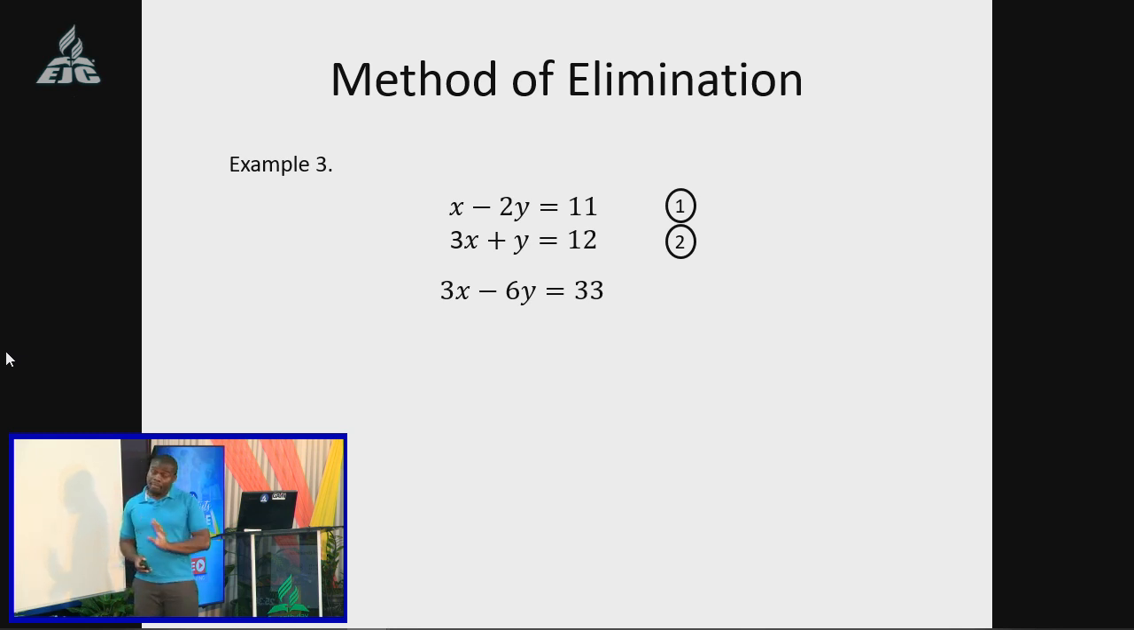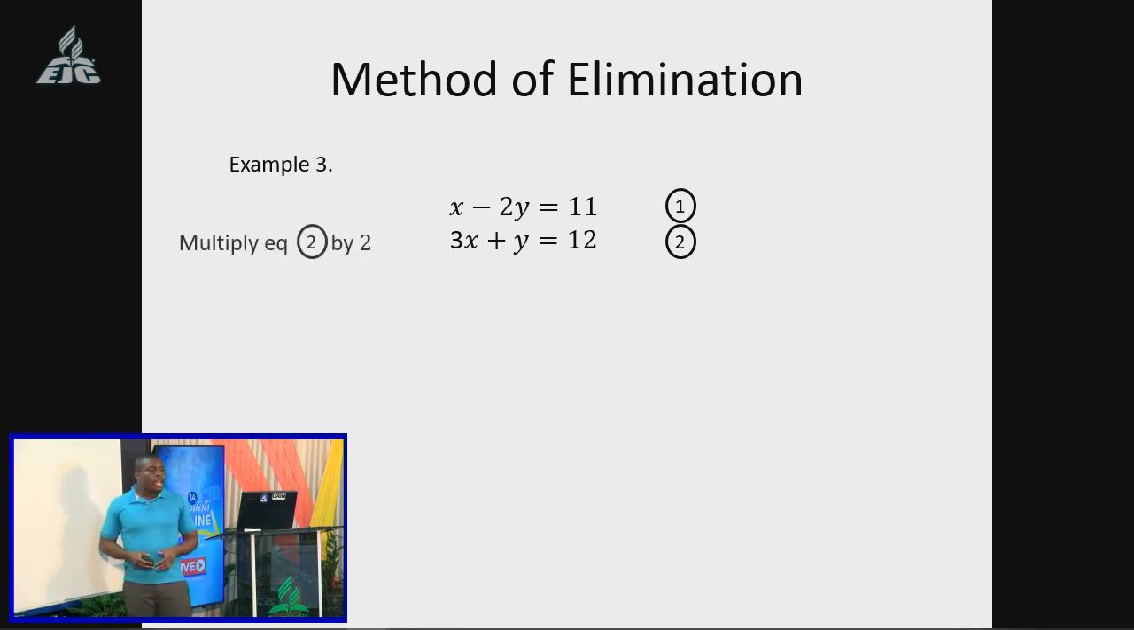And so, in this case, I would try to attain additive inverses, so I can simply go ahead and add the equations. And so, I'm going to multiply equation 2 by 2. When I do that, 3x times 2 will give us 6x, and 2y times 2 will give us 4y. And of course, our constant value, 12, multiplied by 2 will give us 24.